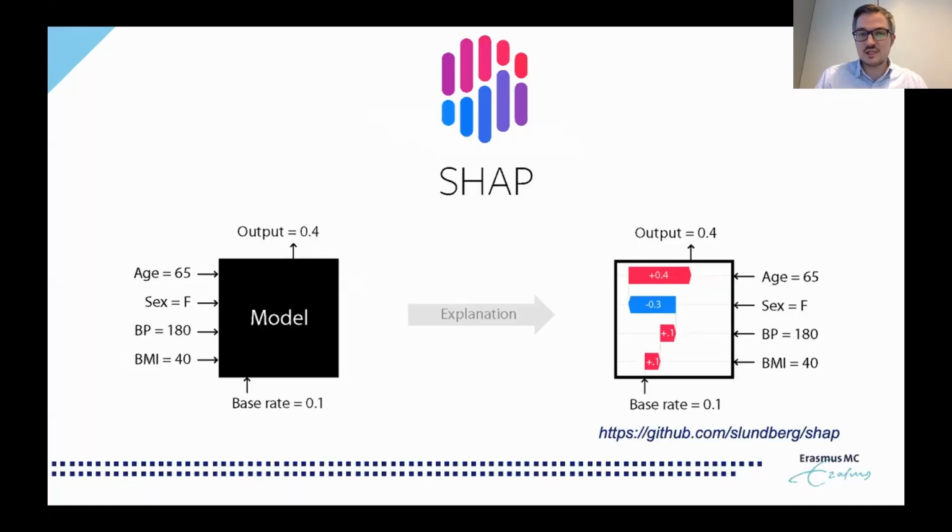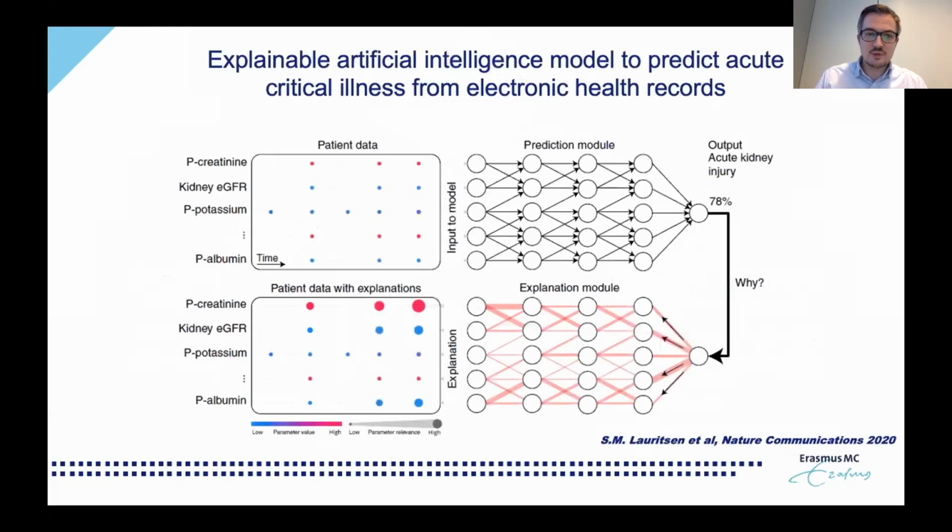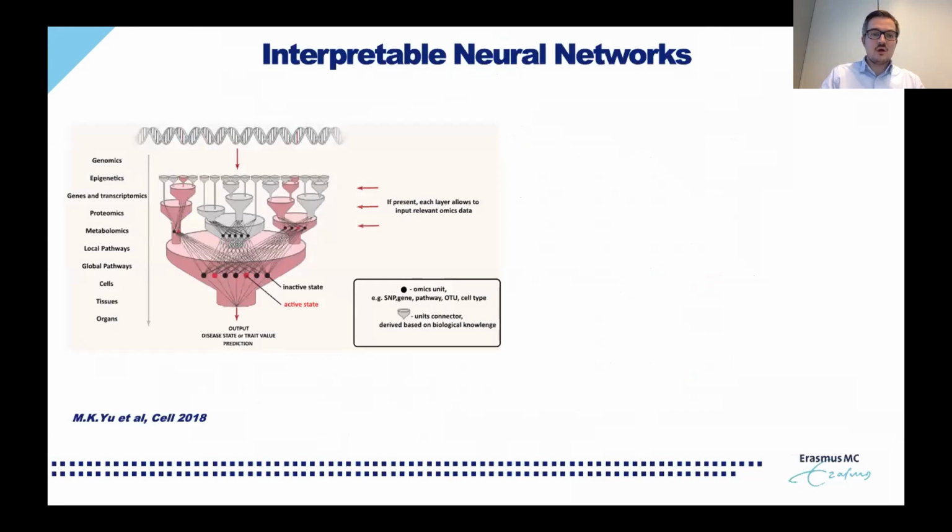One example, as I said, is the SHAP library, which basically brings the model from black box to explainable algorithms. It applies to machine learning and deep learning methods. There's also a nice paper with an application for electronic health records data, where you can see which data point and parameter are the most relevant for your prediction. But of course, we want to apply it to omics data.